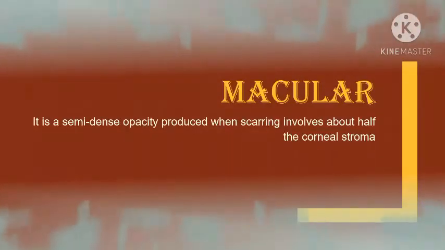Number 2, we have macular opacity. It is a semi-dense opacity produced when scarring involves about half of the corneal stroma. Macular opacity is denser, through which the iris can be seen but the details are not visible.